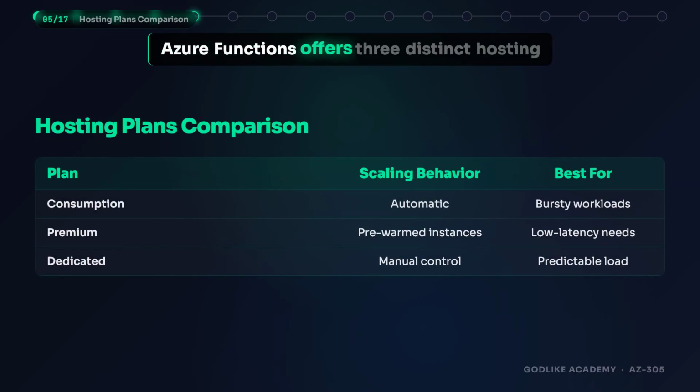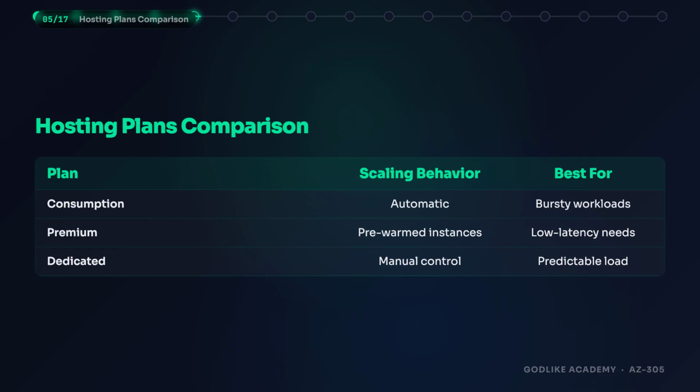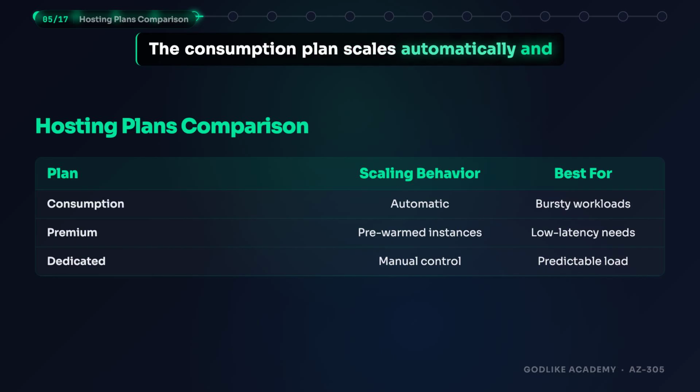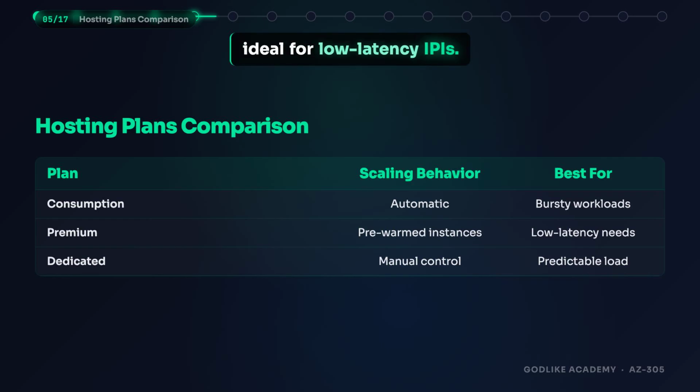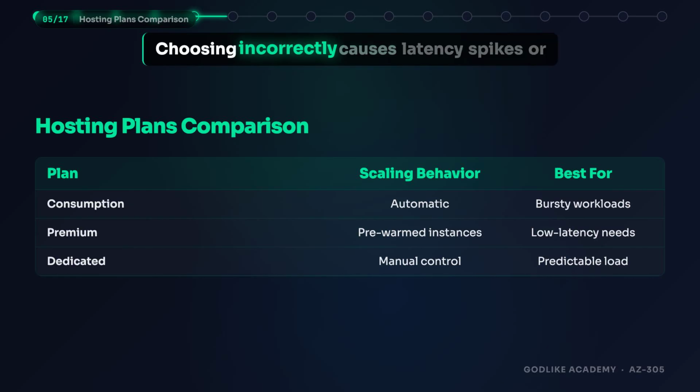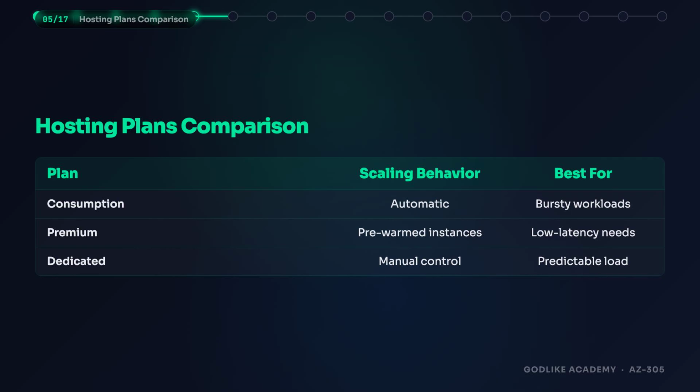Azure Functions offers 3 distinct hosting plans for different architectural needs. The consumption plan scales automatically and handles bursty workloads efficiently. The premium plan pre-warms instances to reduce cold starts below 500 milliseconds, ideal for low-latency APIs. The dedicated plan gives you manual control over resources using App Service Environment. Choosing incorrectly causes latency spikes or unnecessary compute charges.